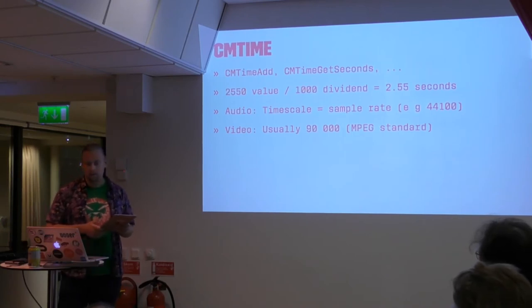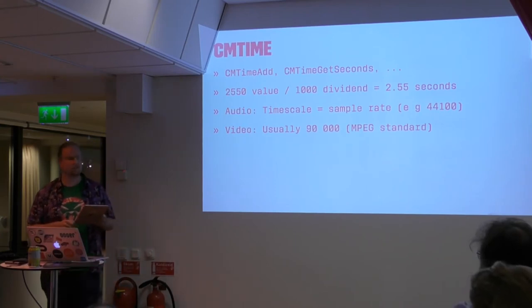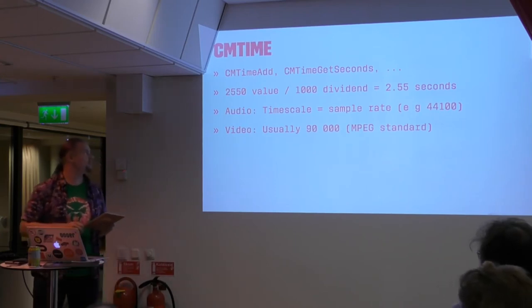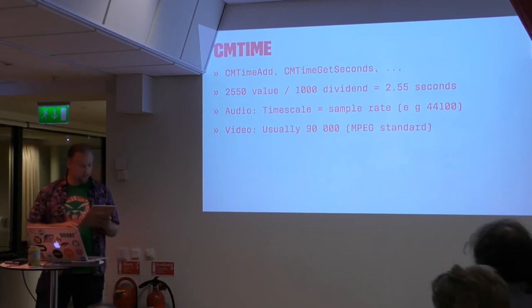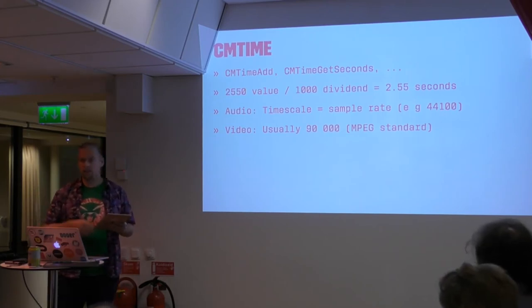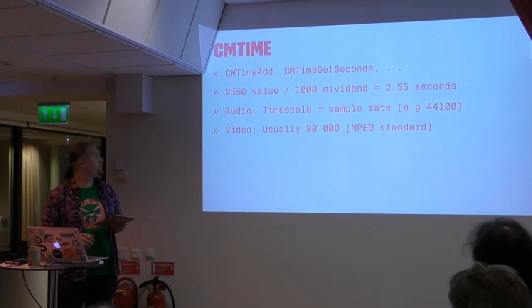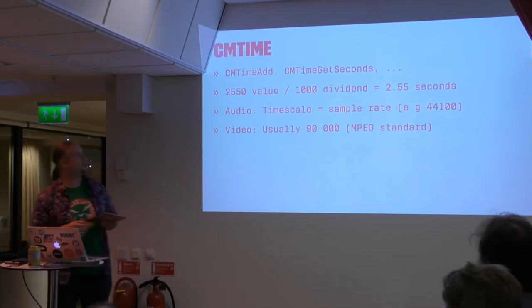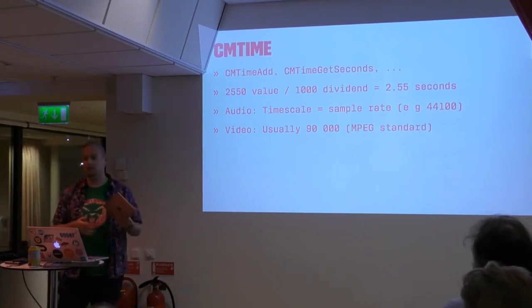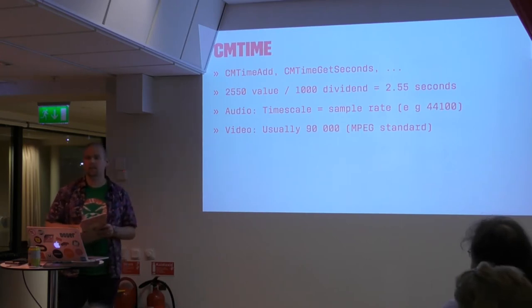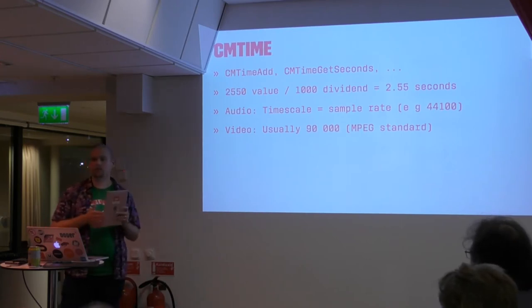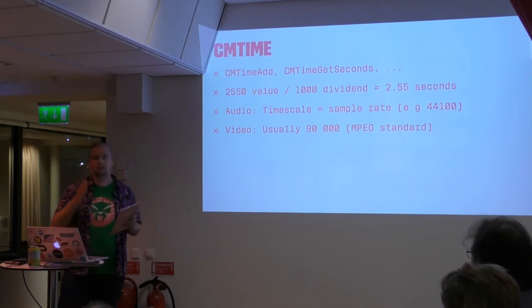CMTime is an opaque structure with a bunch of stuff in it. Don't try to construct these structures manually. Use the fancy macros and functions instead, like CMTimeAdd. What it is is a value divided by a time scale. So if you have the value 2550 divided by the timescale 1000, that means 2.55 seconds. And the reason you want this for media is because when you're working with media, you really want to describe exact times so that stuff syncs up and you're never ambiguous about which frame you mean when you have a time code.